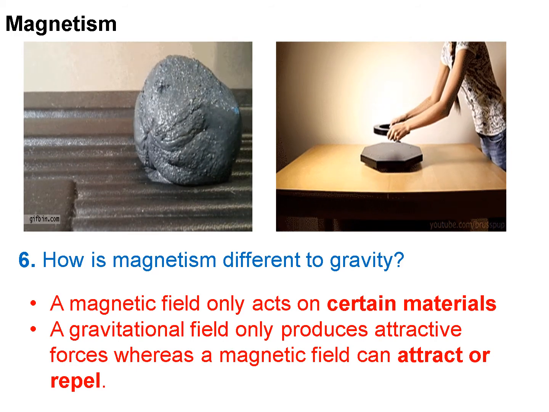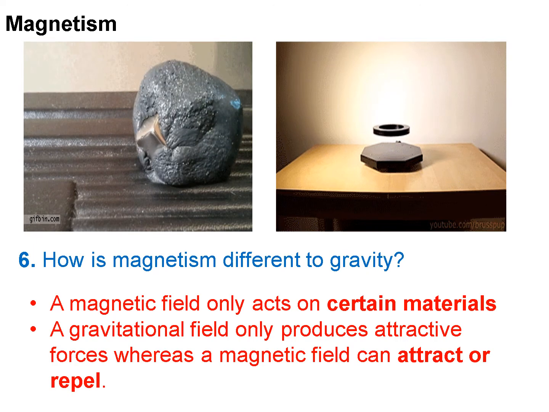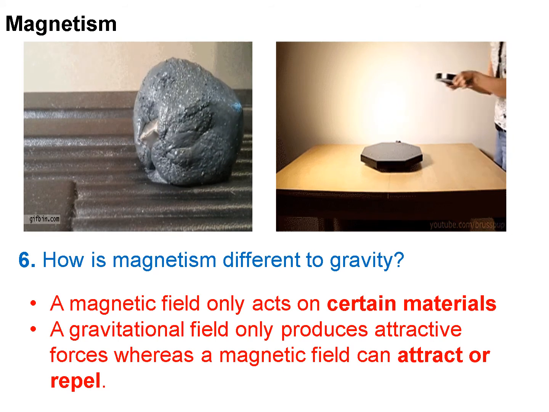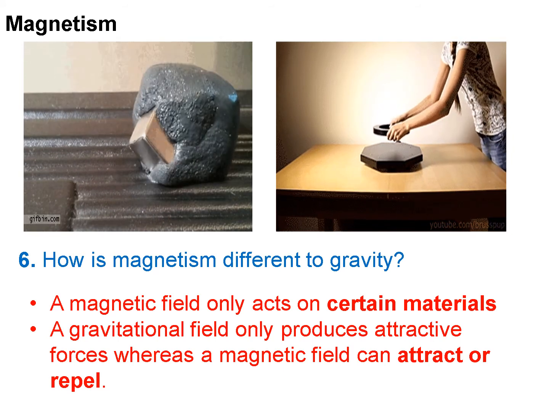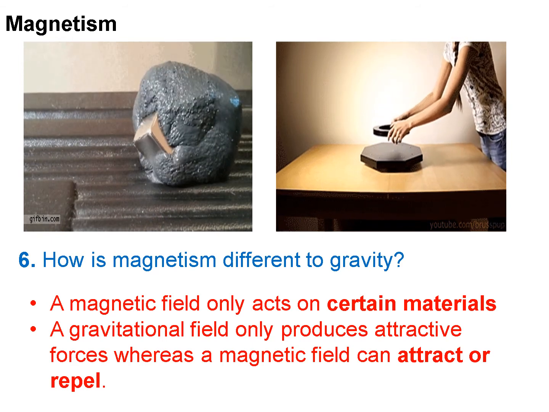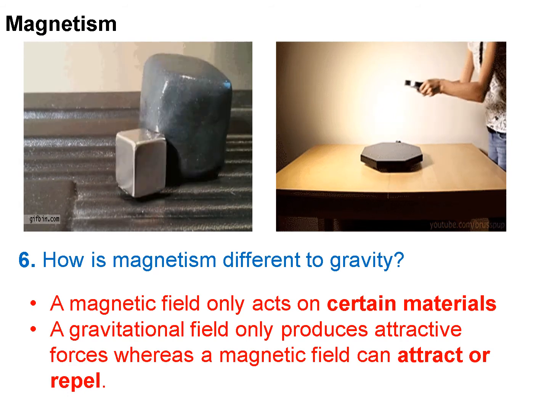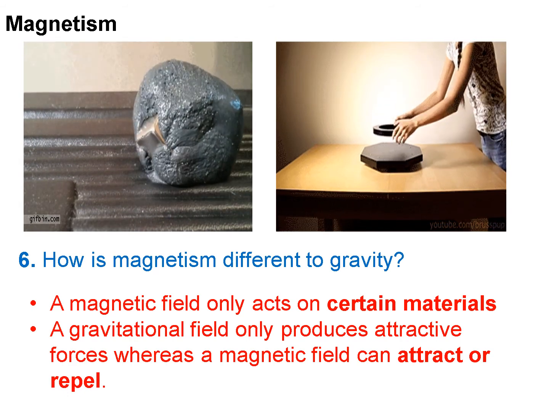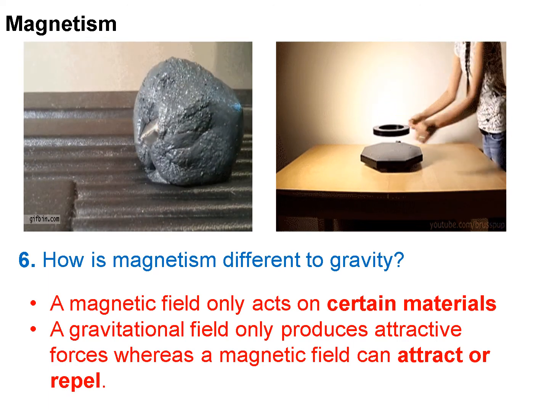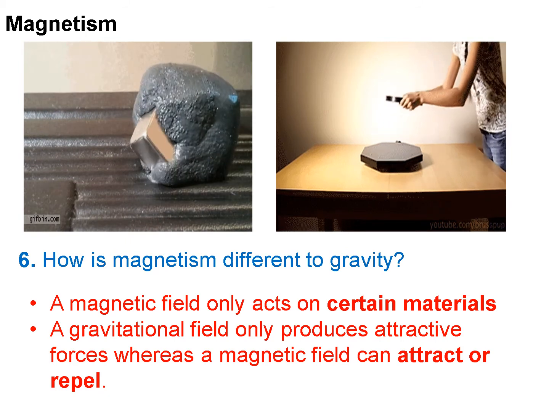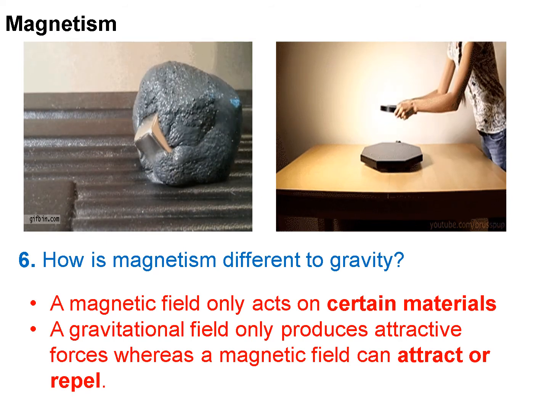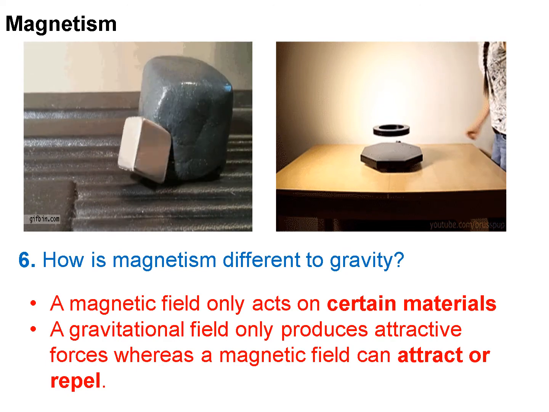In comparing it with gravity, gravity affects all objects, and all objects with a mass have gravity. So that's a big difference between magnetism and gravity. The other difference is that gravity can only attract, whereas magnets can attract and repel. You might remember from Key Stage 3 that if you put two like poles together, for example a north and a north pole, they will repel, whereas if you put a north and a south pole together, they will attract. So magnets can both attract and repel, whereas gravity can only attract. But lots more to come on magnetism in a future topic.